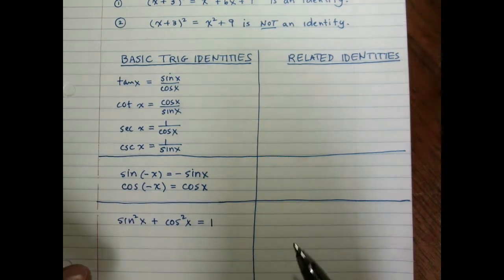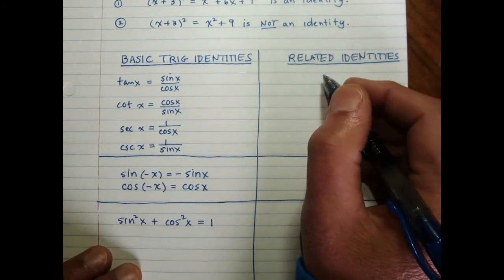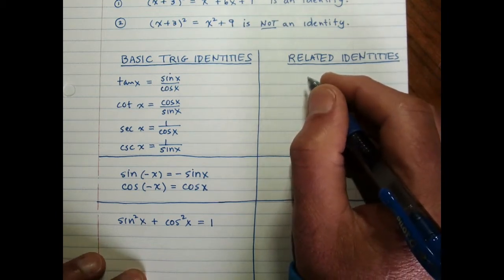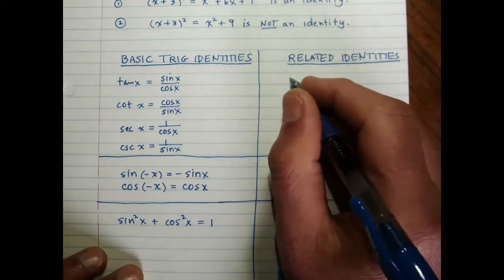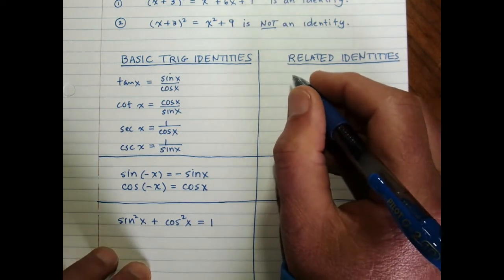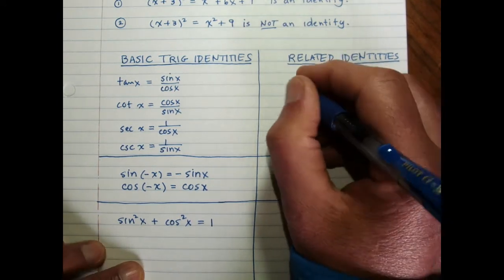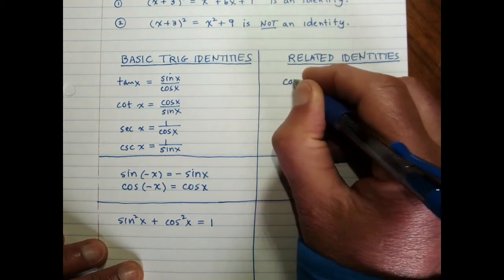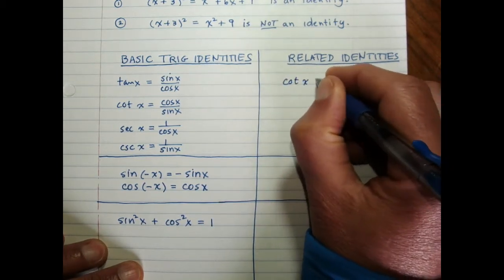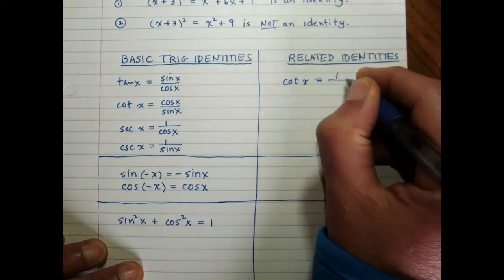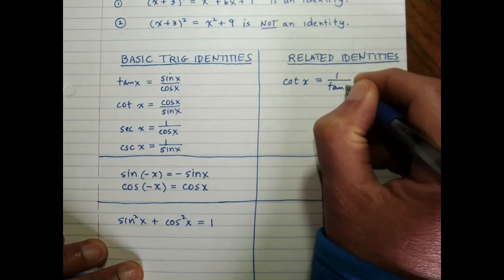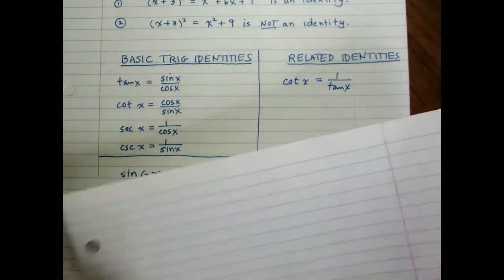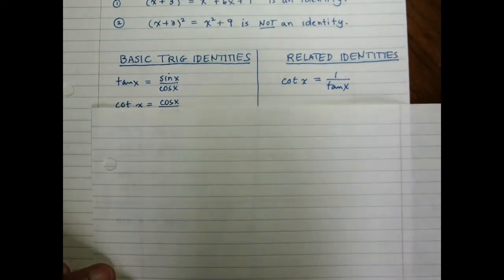And then in my mind there are related trig identities that I don't necessarily have memorized all the time, but I can quickly verify them or quickly convince myself that they're true. So I'm just going to give you a few examples here. For instance, if I say cotan x is equal to 1 over tan x, that's actually true for all values of x where both sides are defined.